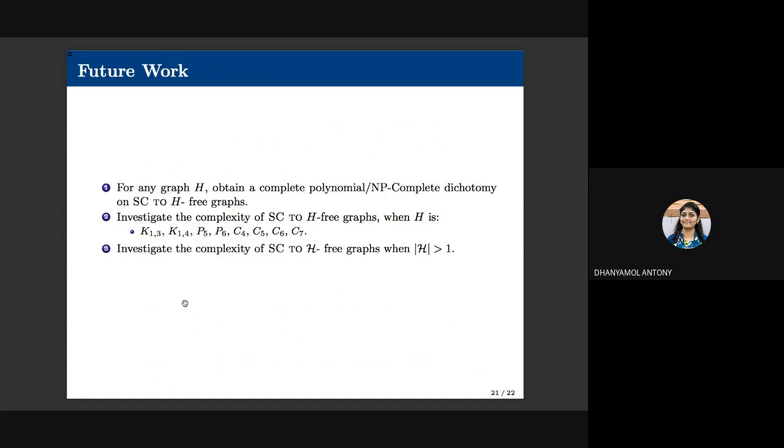Now, for the future work, the most interesting question is, for any graph H, to obtain a complete polynomial time or NP-complete dichotomy on SC2 H-free graphs. And this type of dichotomy is available for other graph modification problems like the vertex deletion problem. It will be interesting to investigate the complexity of SC2 H-free graphs when H is the following graphs, because these are the only remaining cases to be solved among this class of graphs. And it is better to investigate the complexity of SC2 script-H-free graphs when script H contains more than one graph. Thank you.